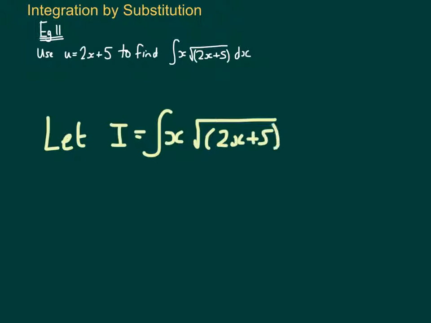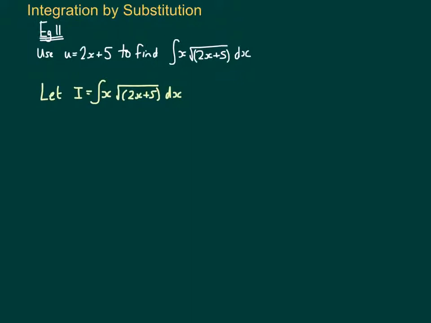So I want to use the substitution u equals 2x plus 5 to find that integral there. So I'm going to let I equal the integral of x times the square root of 2x plus 5 with respect to x. And we're going to let u equal 2x plus 5. Okay?